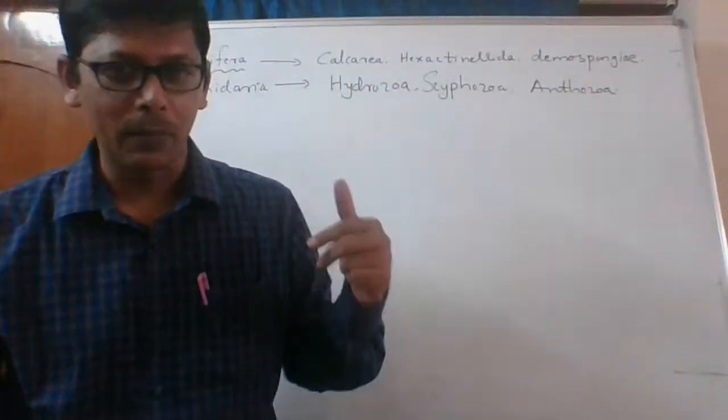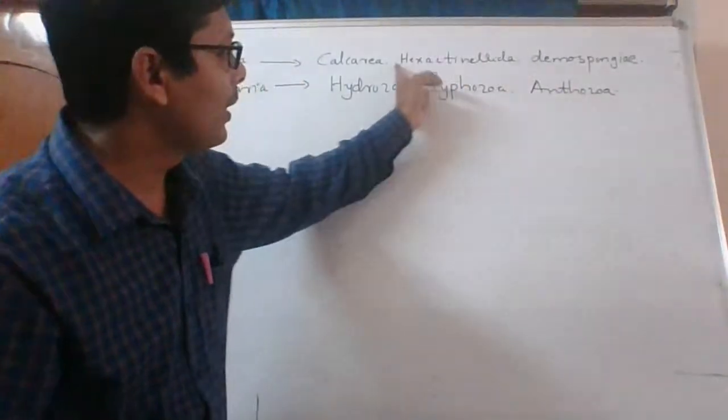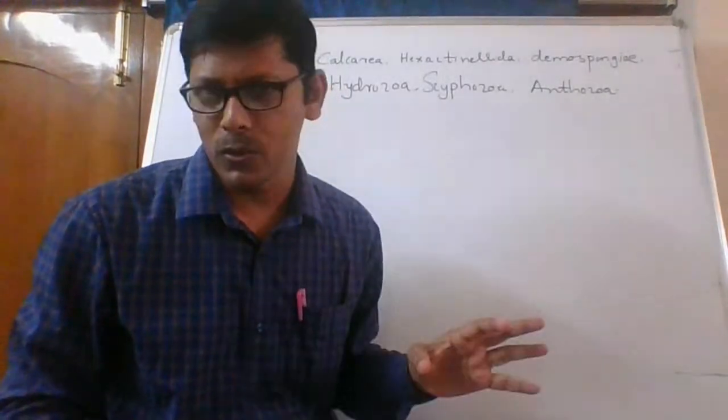Calcary hexagonal demospongia, Hydrozoa, Scyphozoa, Anthozoa, Calcary hexagonal demospongia, Hydrozoa, Scyphozoa, Anthozoa.